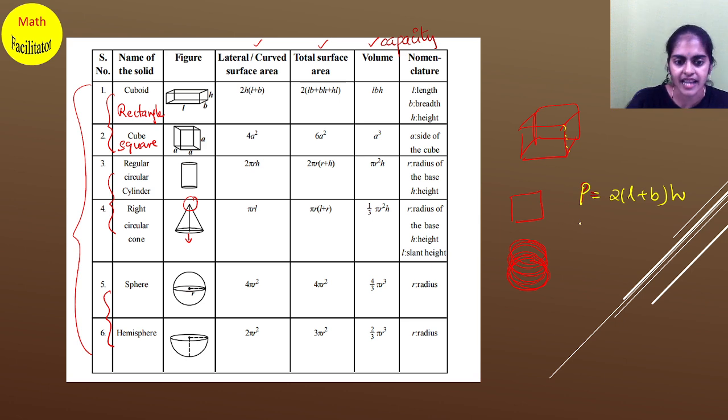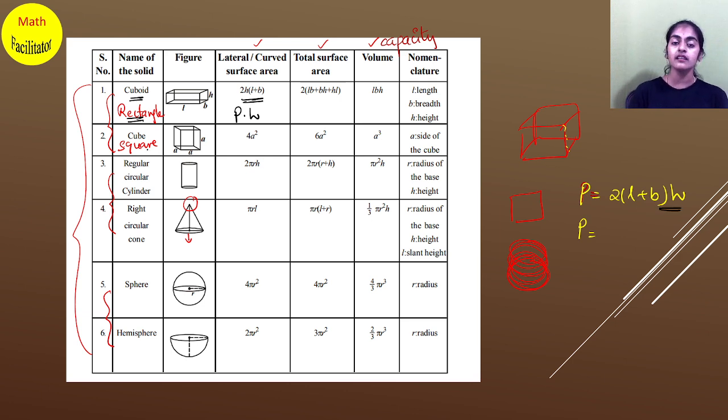Now what is the lateral surface area for a cube? What is the perimeter of a square? See here. The 2D shape of a cuboid is a rectangle. So if I want to get the lateral surface area, it is nothing but the perimeter multiplied by the height. Perimeter of the rectangle multiplied by height. So 2 into (L plus B) multiplied by height.